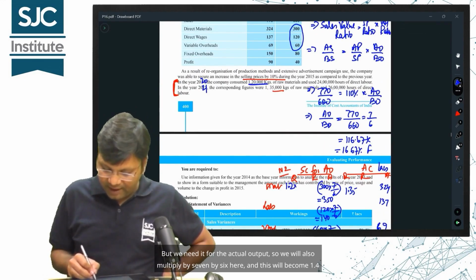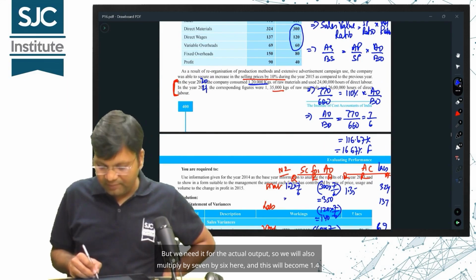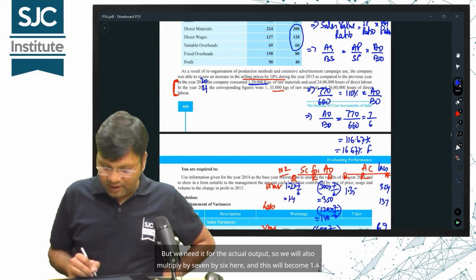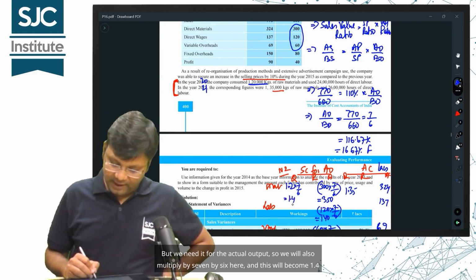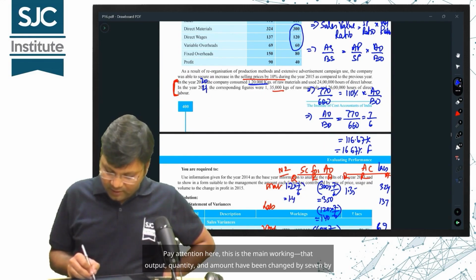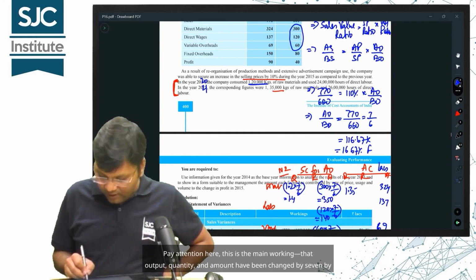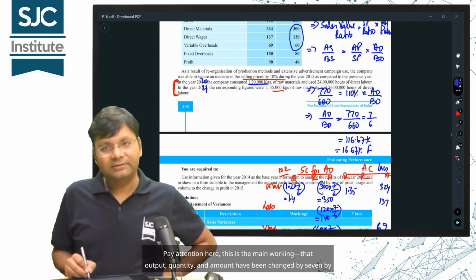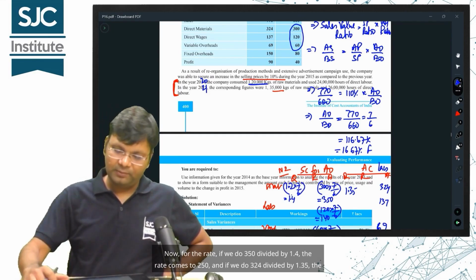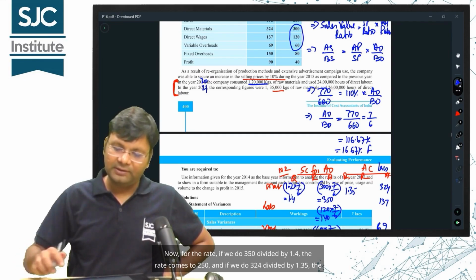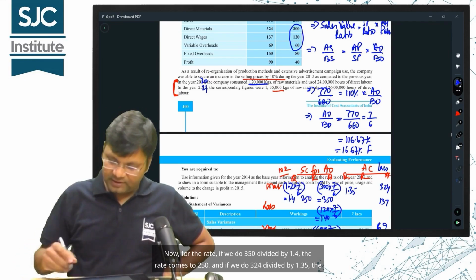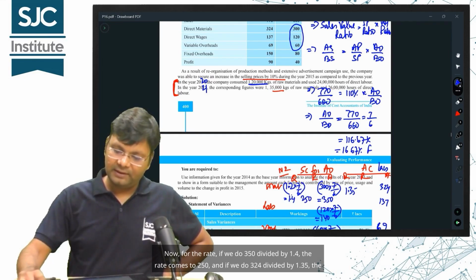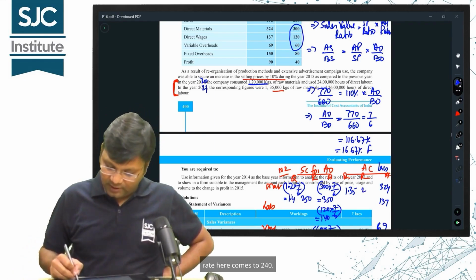But we need it for the actual output, so we will also multiply by 7 by 6 here, and this will become 1.4. Pay attention here, this is the main working, that output, quantity, and amount have been changed by 7 by 6. Now, for the rate, if we do 350 divided by 1.4, the rate comes to 250. And if we do 324 divided by 1.35, the rate here comes to 240.